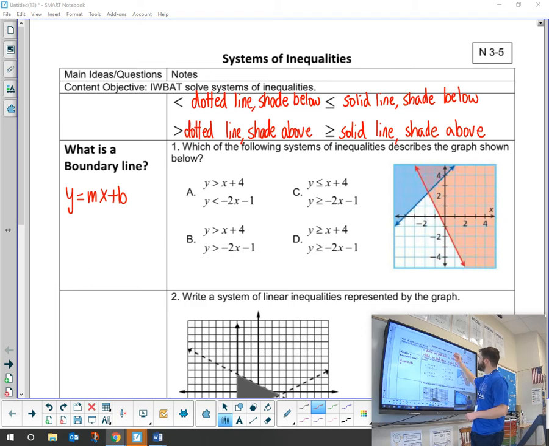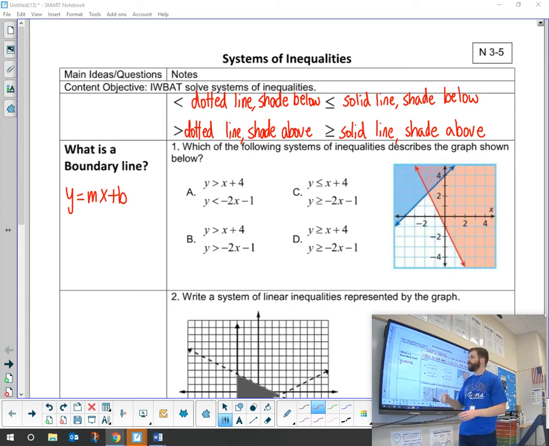So if this is a system of inequalities, wherever my shading intersects is a solution, but if there are two lines, it has to be where those two intersect. If there's three, it has to be where all three intersect. Okay, and so we have to be very particular with what our answer is.